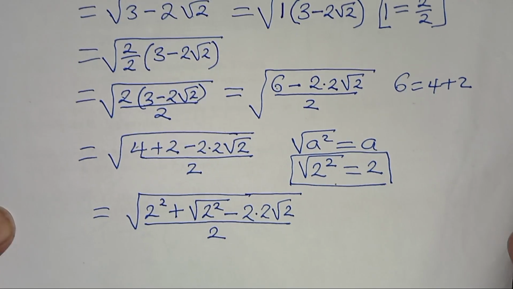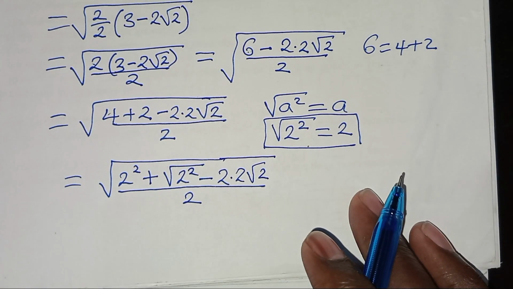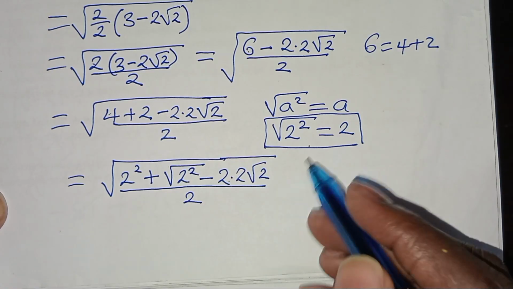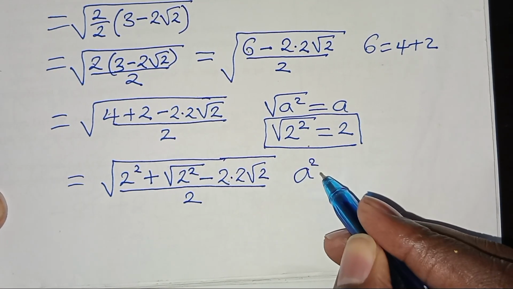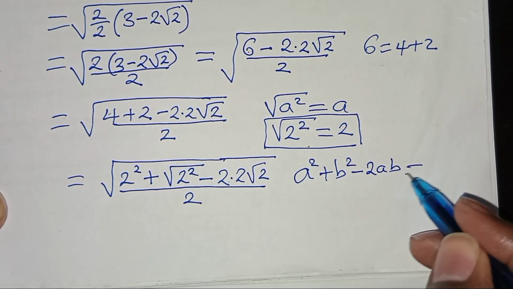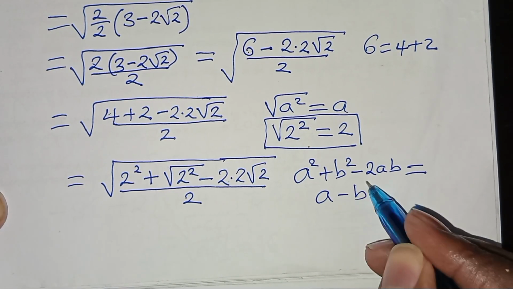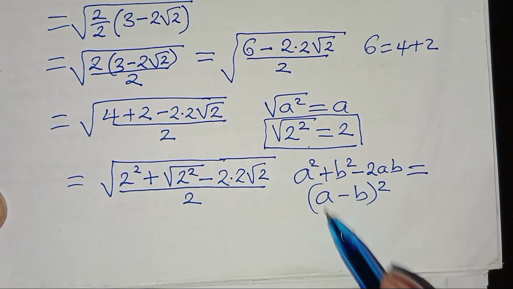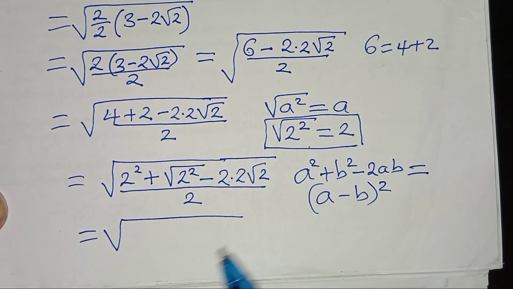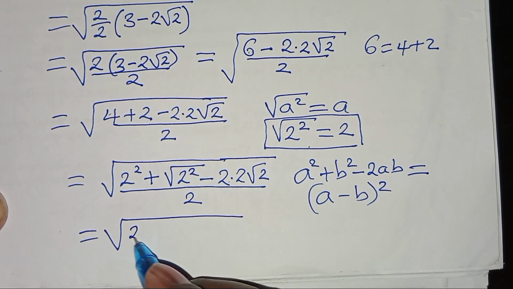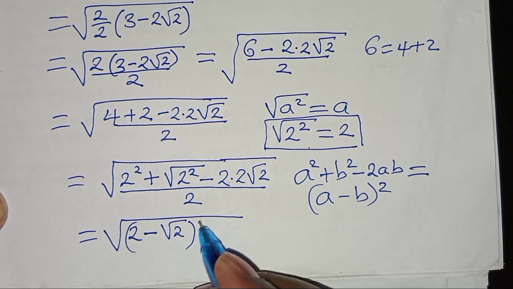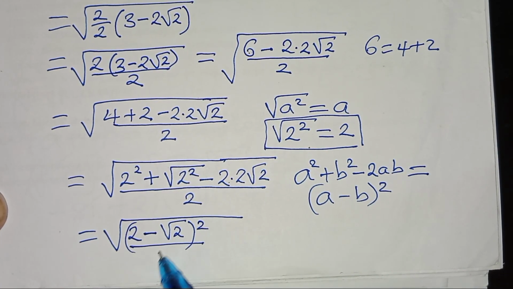Now from here you find that 2 squared plus square root of 2 squared subtract 2 times 2 square root of 2 is in the form of a squared plus b squared subtract 2ab, which we can express as a minus b squared. Let's apply this algebraic identity. So we'll have the square root of, this is 2 subtract square root of 2 squared, divided by 2.